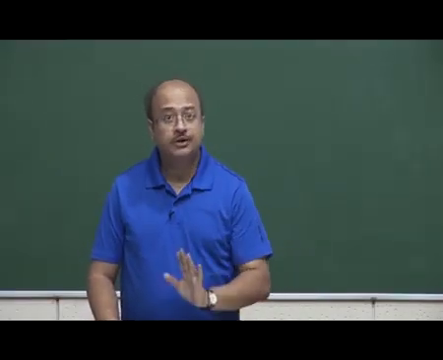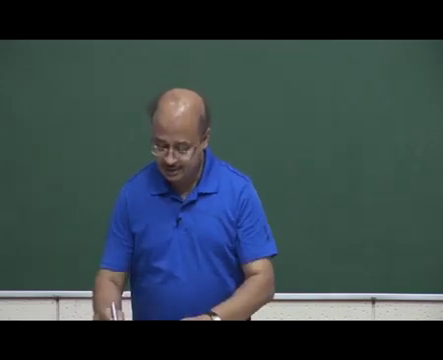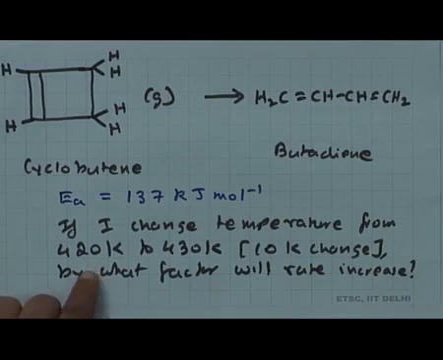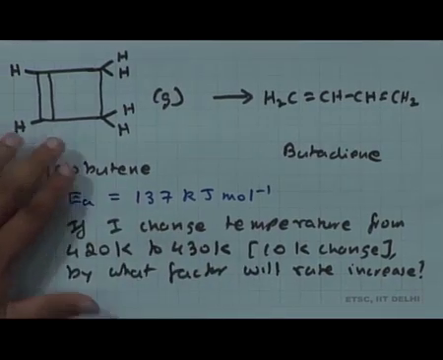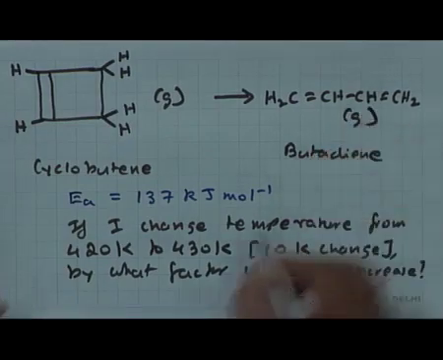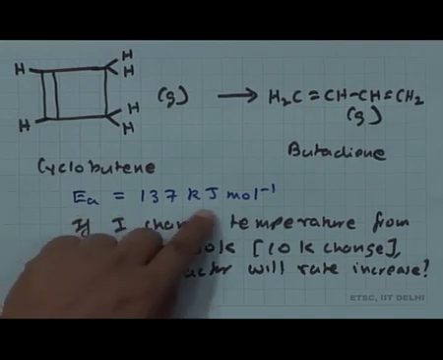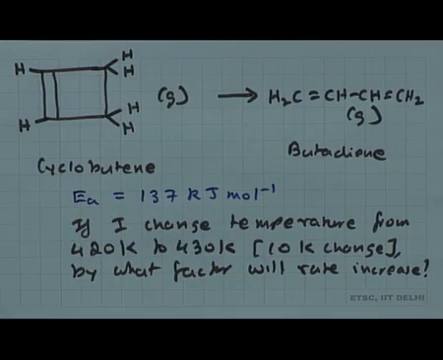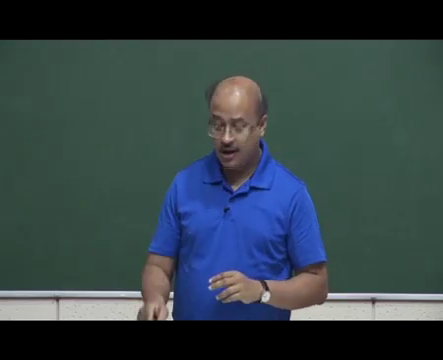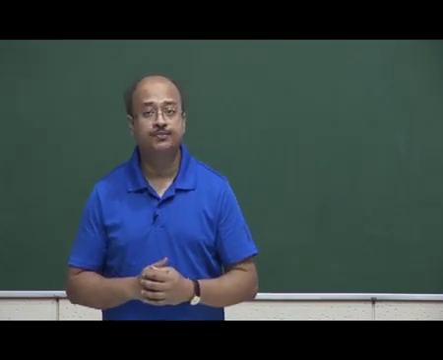So, it is a very easy straightforward question. I have changed the temperature from 420 to 430 Kelvin for this transformation of cyclobutene to butadiene in the gas phase. Okay. The activation energy is given as 137 kilojoules per mole. Please work it out. Next class I will start with this and then move on to elementary reactions. Okay. Thank you.